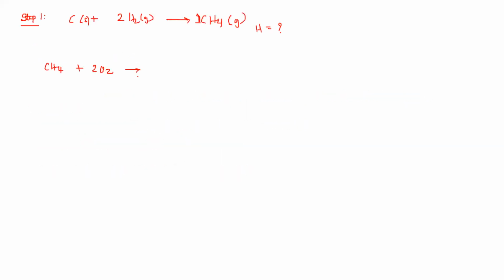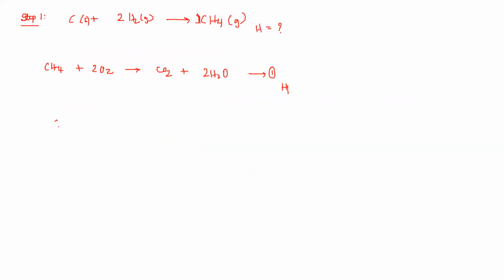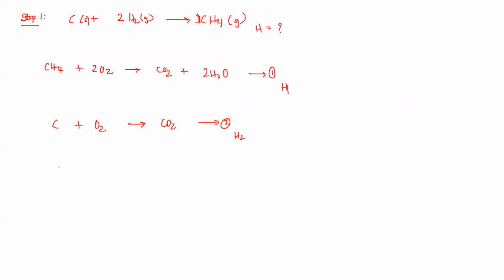So it's going to be CO2 plus 2H2O. This is our first equation, the heat of the reaction being H1. And the second equation is C plus O2 gives CO2. That is the second equation. And the third equation is H2 plus half O2 gives H2O.